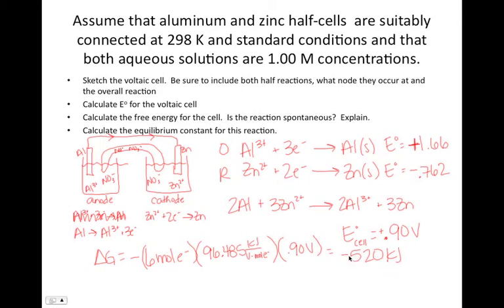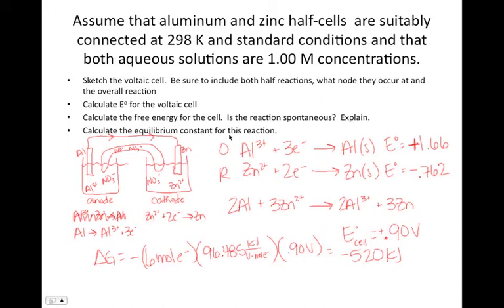And does this number make sense? Yeah, it makes sense, because E was positive, which means this is spontaneous, and delta G is negative when the reaction is spontaneous, so there you go. And right here, is the reaction spontaneous? Well, yes it is, because E is positive and delta G is negative.